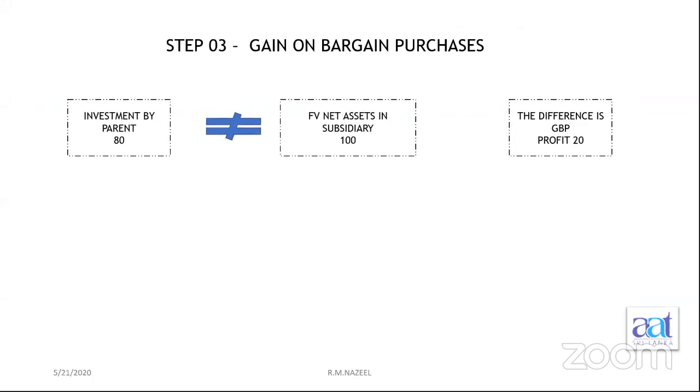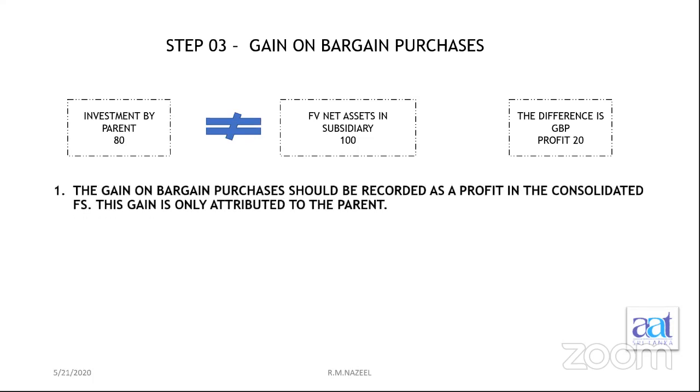Investment made by the parent is 80. Net asset is 100. So you have a deal, a profit. The difference is the profit on the business combination. What does the standard say? The gain on bargain purchase should be recorded as a profit in the consolidated financial statement. Specifically, this is the profit attributable to the parent.